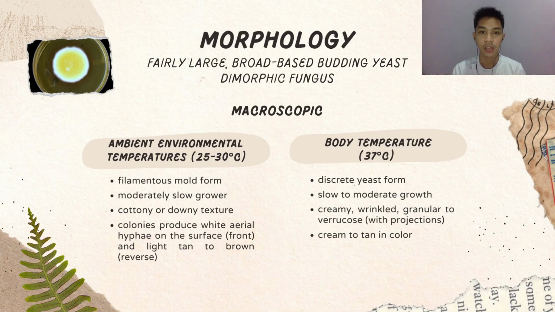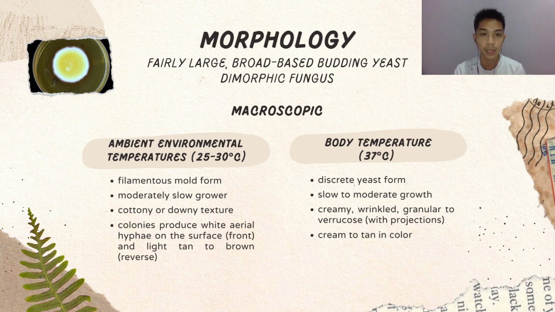Blastomyces dermatitidis is a fairly large, broad-based budding yeast which is a dimorphic fungus, therefore it can grow in mold and in yeast forms. The macroscopic morphology of B. dermatitidis in ambient environmental temperatures, ranging from 25 to 30 degrees Celsius, is in a form of filamentous mold that grows moderately slow, usually maturing in about 2 weeks, exhibiting cottony or downy texture. Its colonies produce white aerial hyphae on the surface and a light tan to brown color on reverse.